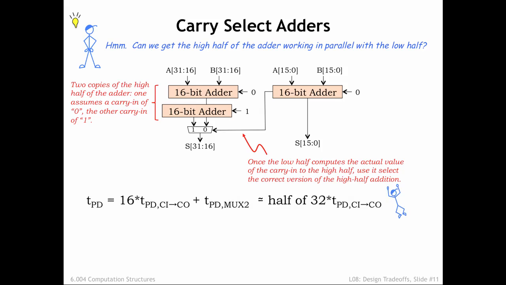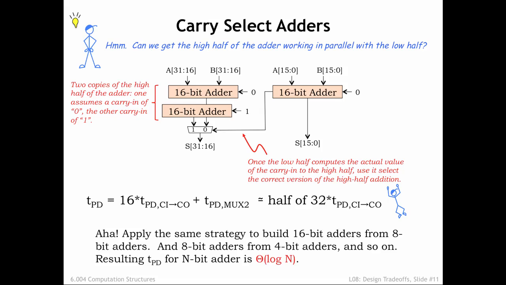The latency of this carry select adder is just a little more than the latency of a 16-bit ripple carry addition. This is approximately half the latency of the original 32-bit ripple carry adder. So at a cost of about 50% more circuitry, we've halved the latency. As a next step, we could apply the same strategy to halve the latency of the 16-bit adders, and then again to halve the latency of the 8-bit adders used in the previous step.